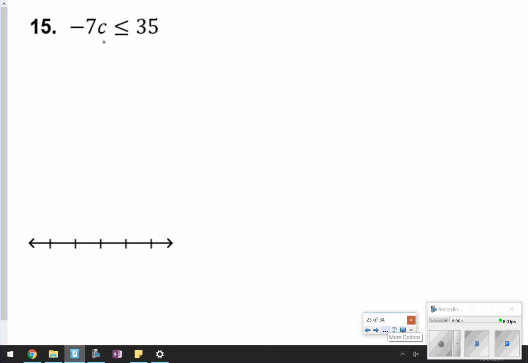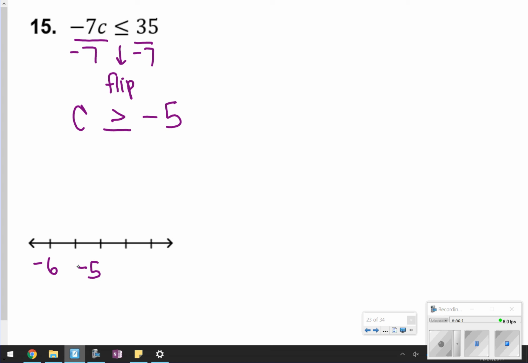15, we're going to divide. Notice when we are dividing, though, we're dividing by -7. So that means we have to flip our inequality sign here to be greater than or equal to. So C is greater than or equal to -5. On my number line, I've got a closed circle pointing to the right. Again, if you did a closed circle pointing to the left, you just forgot to flip your inequality symbol because you're dividing by a negative number. That needs to happen.